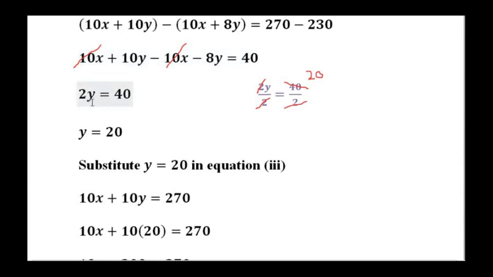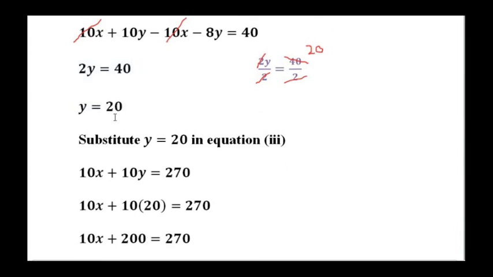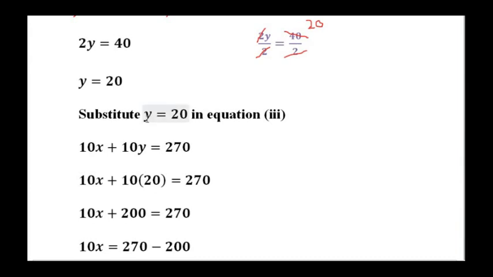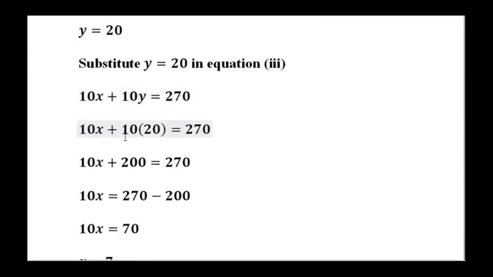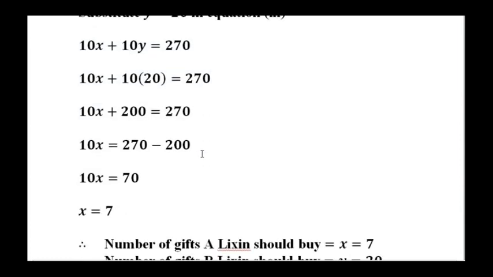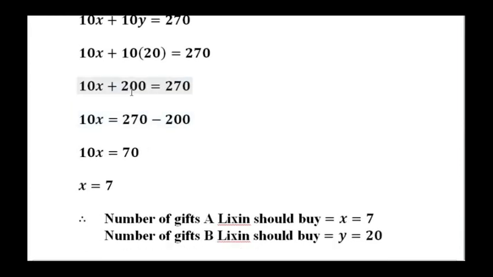Since we are solving this equation for y, we need to divide both sides of the equation by 2. We get y equals 20. Now, to find x, I'll substitute y equals 20 in equation 3. Equation 3, which is 10x plus 10y equals 270, becomes 10x plus 10 into 20, which is the value of y, equals 270. 10 times 20 is 200. We are solving this equation for x, so I'll subtract 200 from both sides to eliminate positive 200 from the left side of the equation.